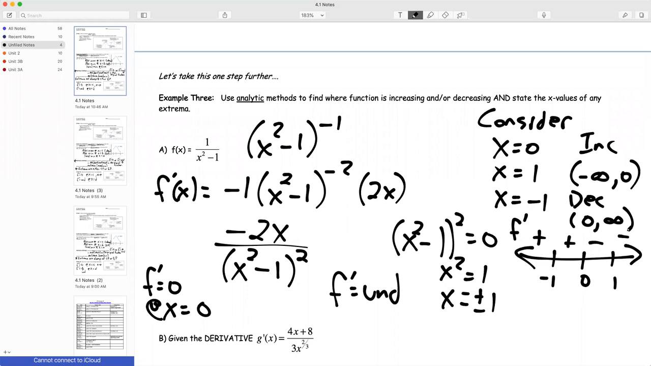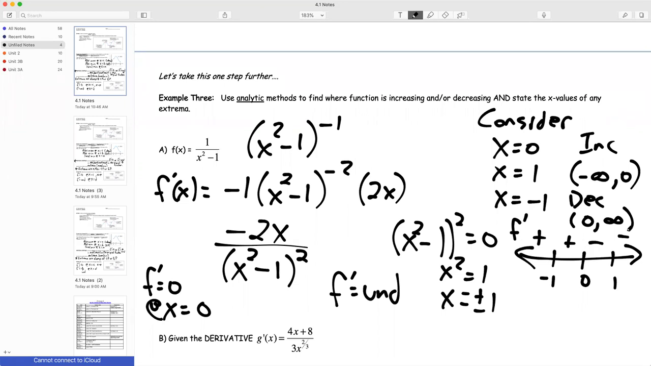At negative 1, it is neither a max nor a min because of my original function. Check the original function, right? What is there at positive 1 and negative 1? Both of those values make my original function undefined. Therefore, I have an asymptote in my original function. Therefore, I cannot have an extrema.